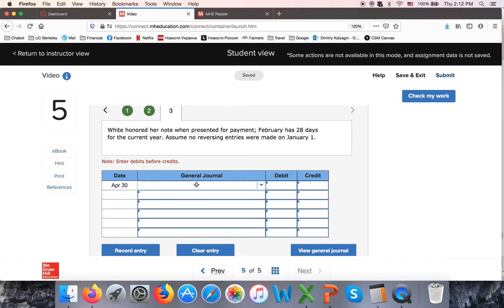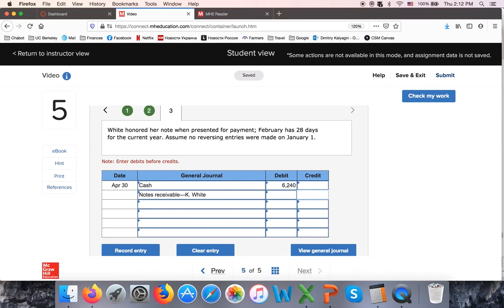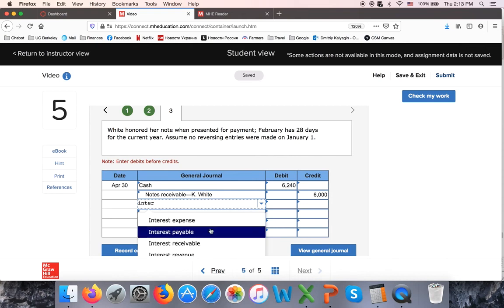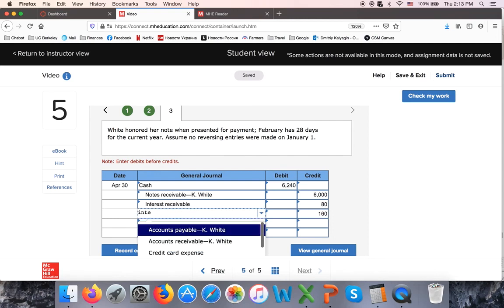So April 30th, we're going to debit cash. And cash will be debited by the amount of principal, which was 6,000, plus total interest, which was 240. And we will have 3 credits. It doesn't matter which one you list first. So let me list notes receivable first, 6,000 taken care of. Interest receivable from last year, that was $80. And 160 is interest revenue for the current period.